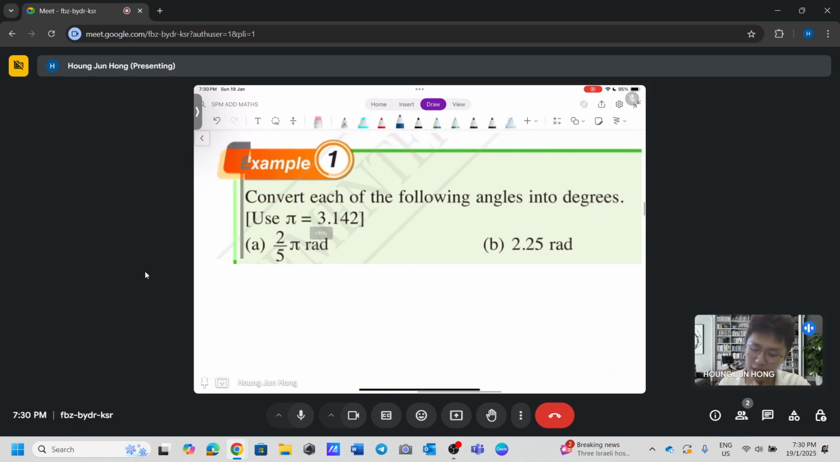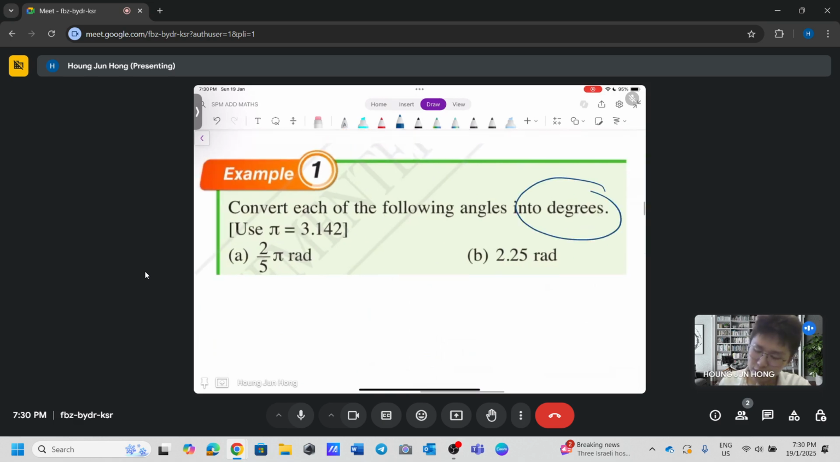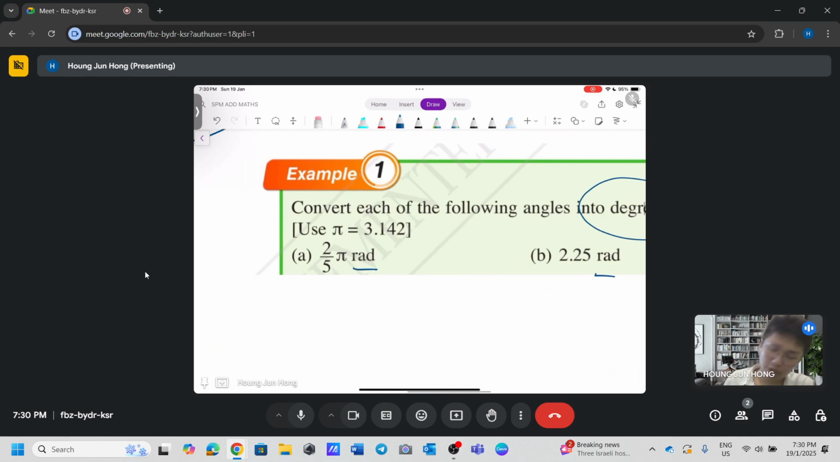You just have to convert the angles into degrees. So this is radian, you convert into degree. If you have radian, what do you do? You divide by radian, right? Very simple. Radian divide by radian. So this one, divide by pi, multiply by 180 degrees, which you should get 72. Okay, that's it.